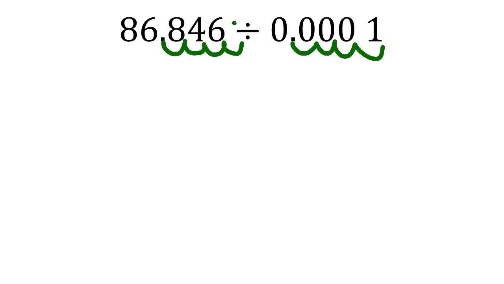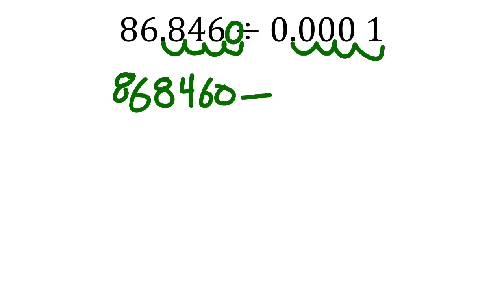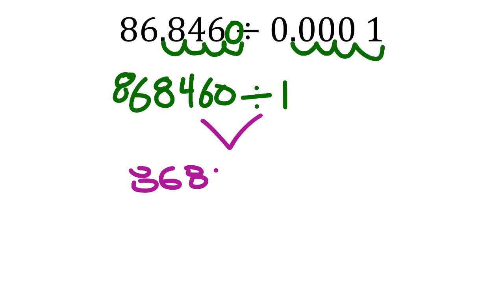Now, there's this empty space here. I'm just going to fill it in with 0 to hold that place value, which makes this now 868,460 divided by, and this is where it becomes really nice, 1. And what do we know about division by 1? Anything divided by 1 is itself. So this ends up being 868,460. That was pretty nice.